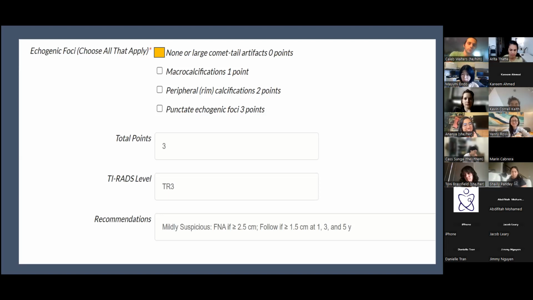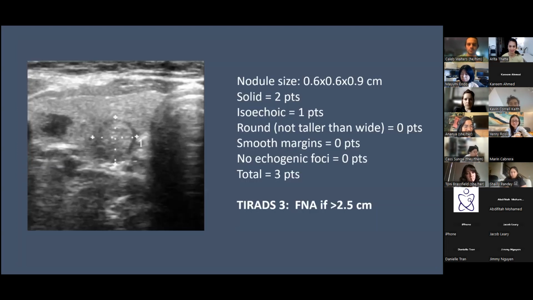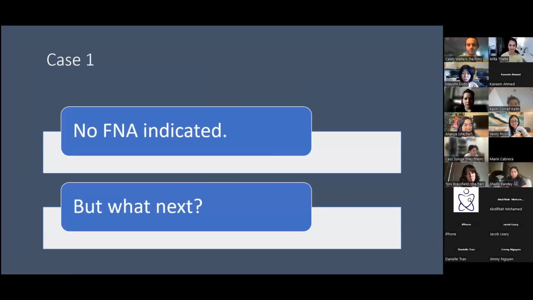Great. So can we forget about the presence of this thyroid nodule? Cass, you're on the top of the screen now. Can we just forget about this nodule? Don't do anything about it for the rest of your life. No, we should follow it. Yes, great, thank you. So what would you do next?